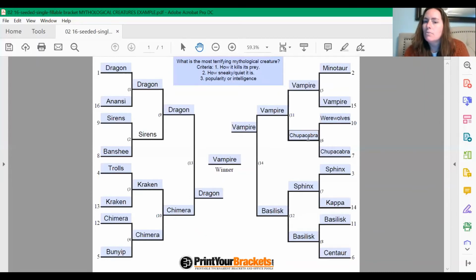Okay, so the next one was between a vampire and a chupacabra. And again, the vampire, just because of all those things I listed earlier, I felt like would be more frightening than a chupacabra. There's a lot of mystery around a chupacabra, and so I kind of felt like it had a chance. I mean, this one was tough to decide between, but I ended up going with the vampire.